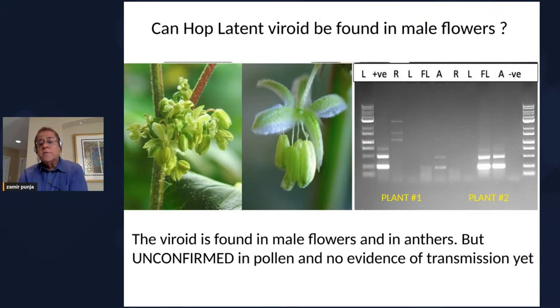So if it gets into those flowers, is it going to get into male flowers? And is it going to get into female flowers? And the answer is yes. We looked at male plants, or plants that were induced to undergo male flower production. And as you can see from the gels here, plant number one had very low levels of the viroid. Plant number two had very intense banding that came not just in the flowers, but in the anthers. So these anthers that are found in here actually had hop latent viroid in them.